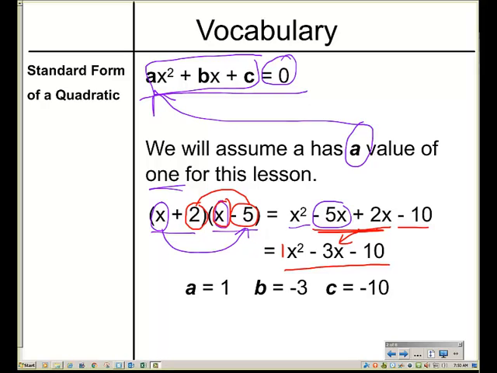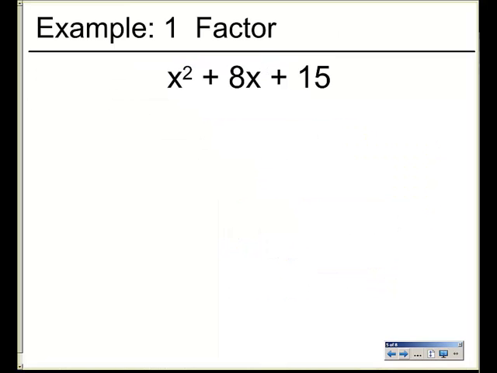There are also some things you need to know when factoring trinomials. The a value, at least in this case, is going to be a 1. The b value, we need to recognize what that is, which is right here, and the c value, which in this case is negative 10. So in order to factor, you need to know what those three values are. Once you know what they are, then you can proceed with factoring.